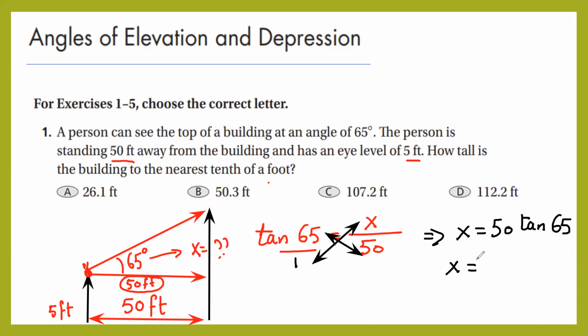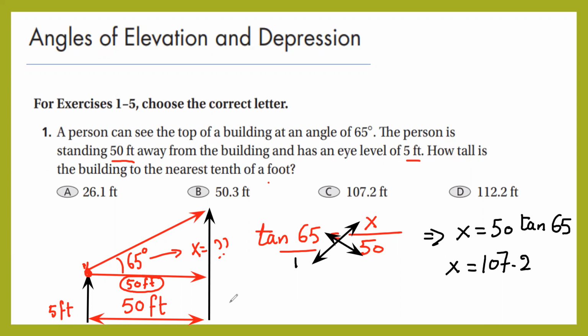Yes, so here you can use the calculator. 50 tan 65. The answer is 107.2. 107.2, right? Yes. Okay. Now I need the rest, or the height of all of the building, right?